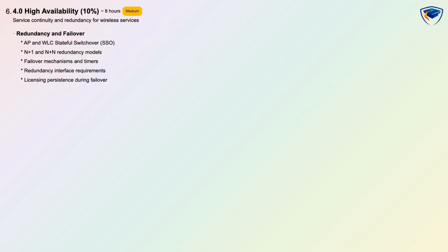The sixth domain is RRM and clean air, which accounts for 10% of the exam. This domain focuses on automated radio resource management and spectrum analysis. You will learn about radio resource management, including dynamic channel assignment, DCA algorithms, transmit power control, TPC mechanisms, clean air interference identification, event-driven RRM triggers, and optimizing RF performance using Cisco Clean Air.